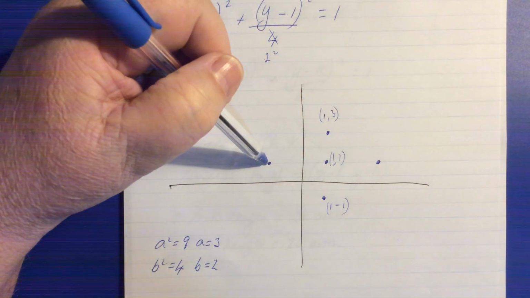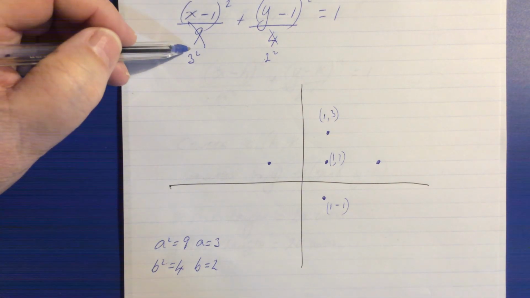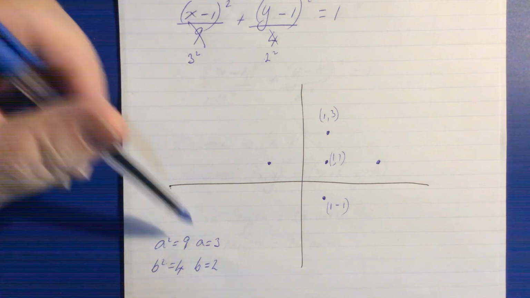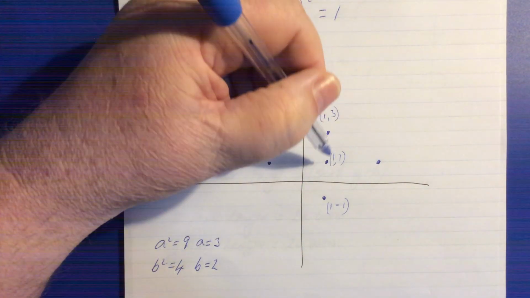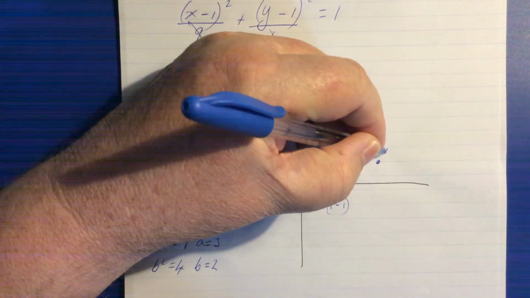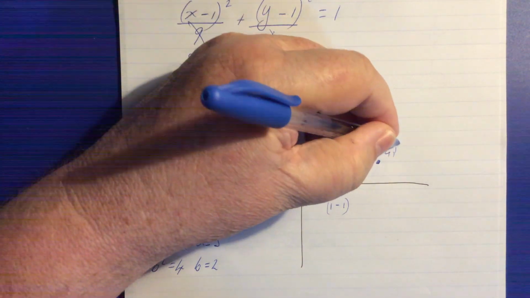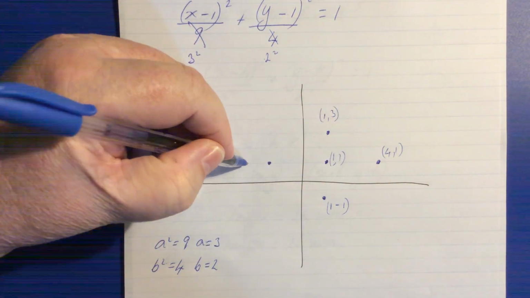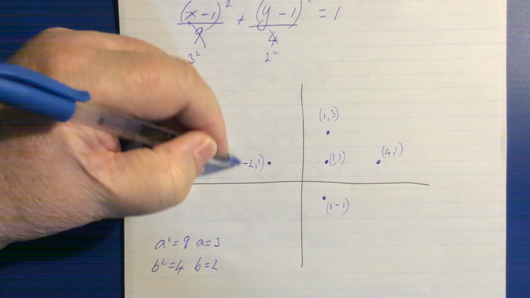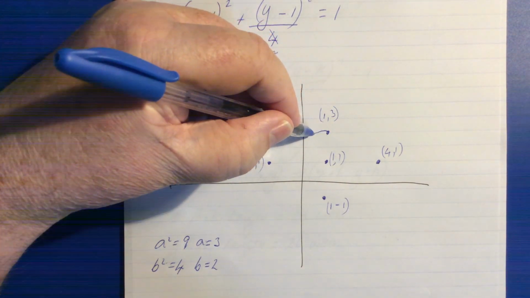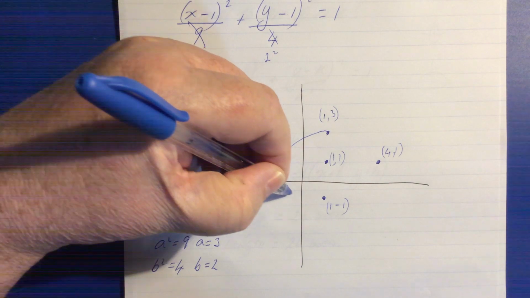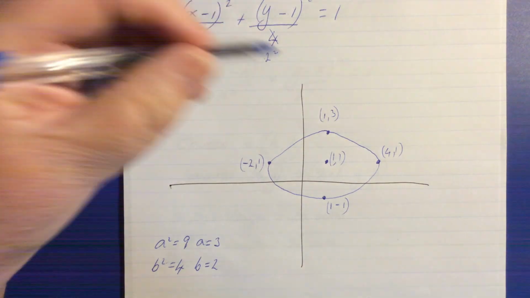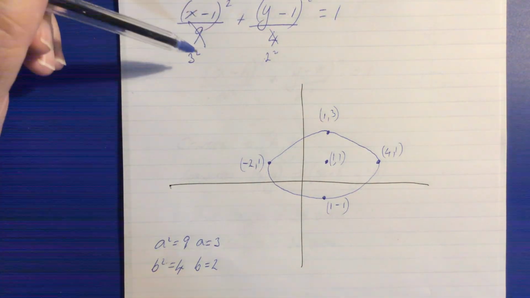Going across here, what we have is x minus 1 all squared over 3 squared. So a, in this case, is 3. So we have 1 plus 3, which is 4, and the y value remains the same, so we have 4, 1. And we have 1 minus 3, which gives us negative 2, 1. And these are the critical points on our ellipse. And I'm sorry about my drawing, but that very roughly is what our ellipse looks like from this equation.